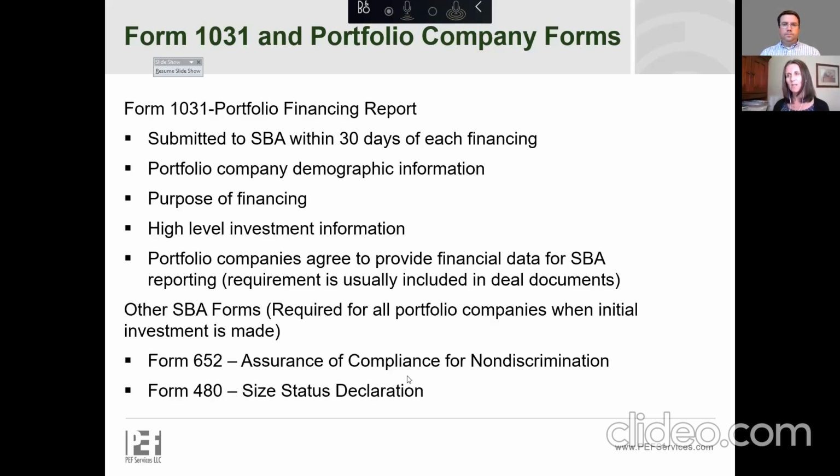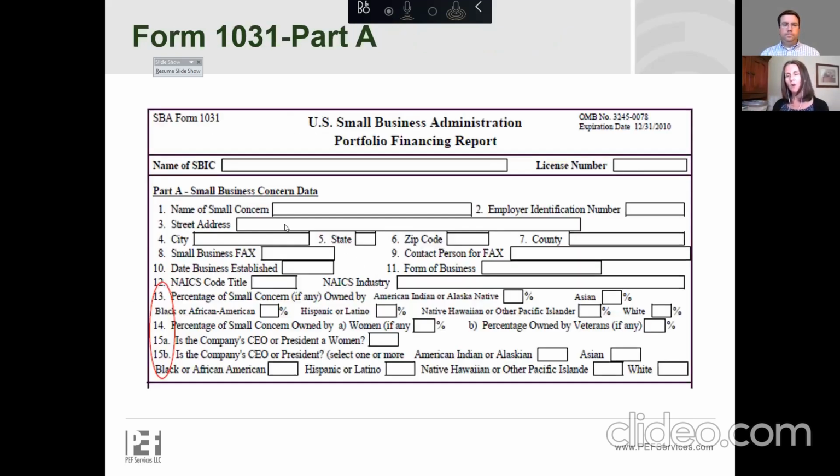So the Form 1031 has 3 parts. The first part has portfolio company data points, again, name, address, and contact information. It has the industry, which is also on the Form 468. And then there is the demographic information about the ownership and the CEO of the portfolio company. So the percentage owned by specific demographics, and they also track women and veteran owned portfolio companies. And for the CEO or president, the demographics there.